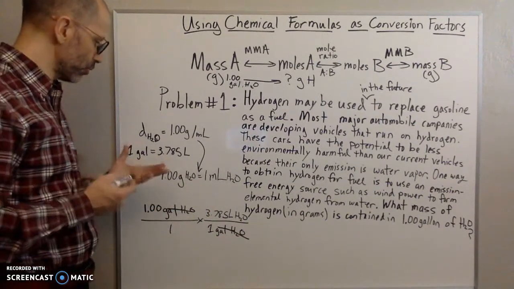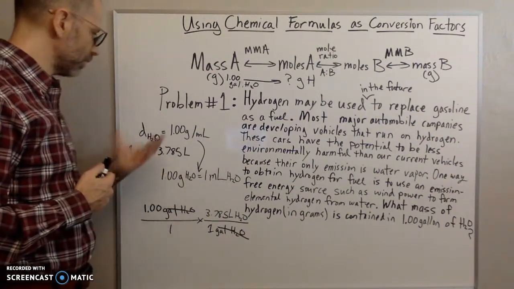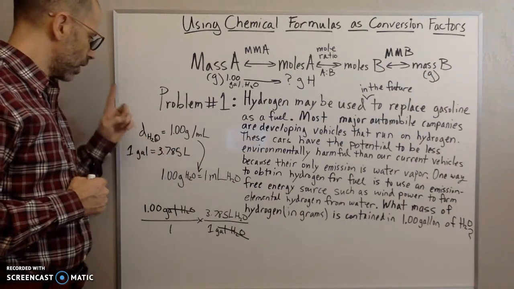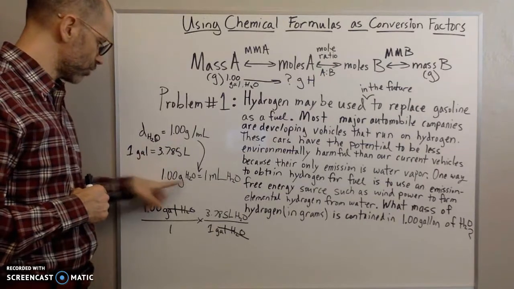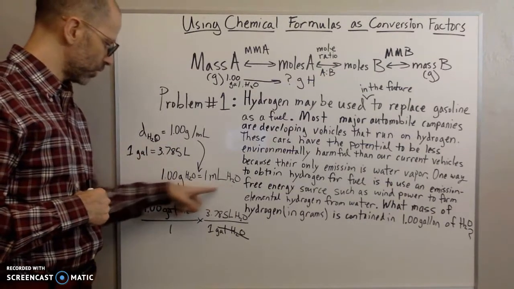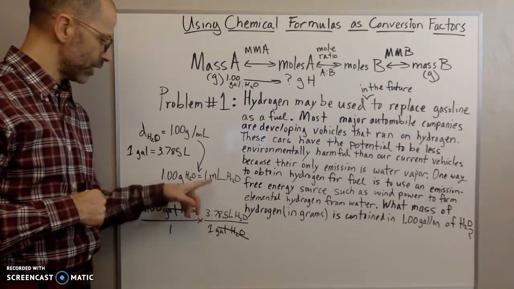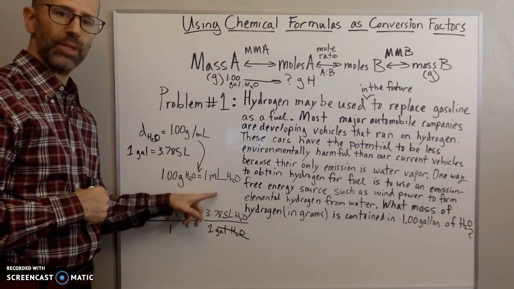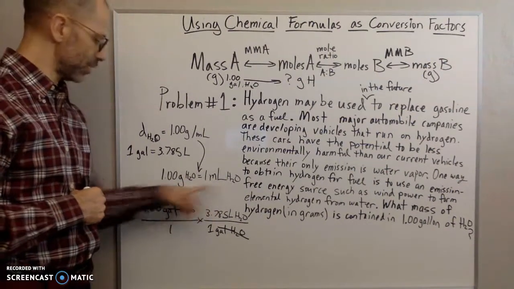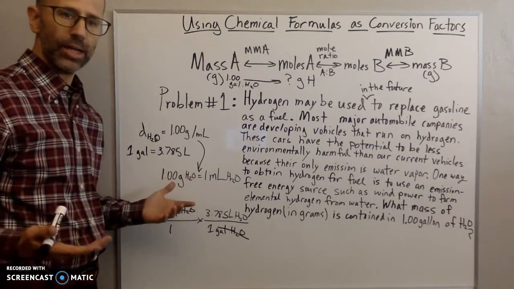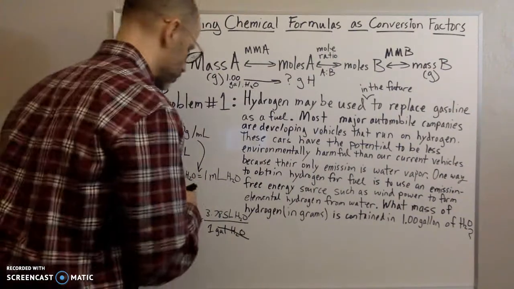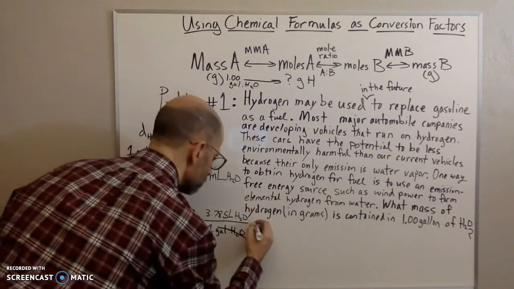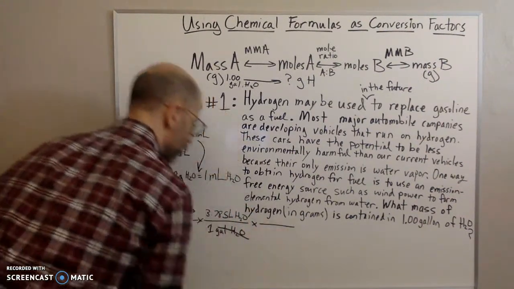Okay, so let's look at what we're given. We're given density. So 1.00 grams of water is equal to 1 milliliter of water. I have liters. It would be nice to have milliliters, because if I had milliliters, then I can use this relationship. But I can convert to milliliters using my metric units. So let's do that. So I need another conversion.